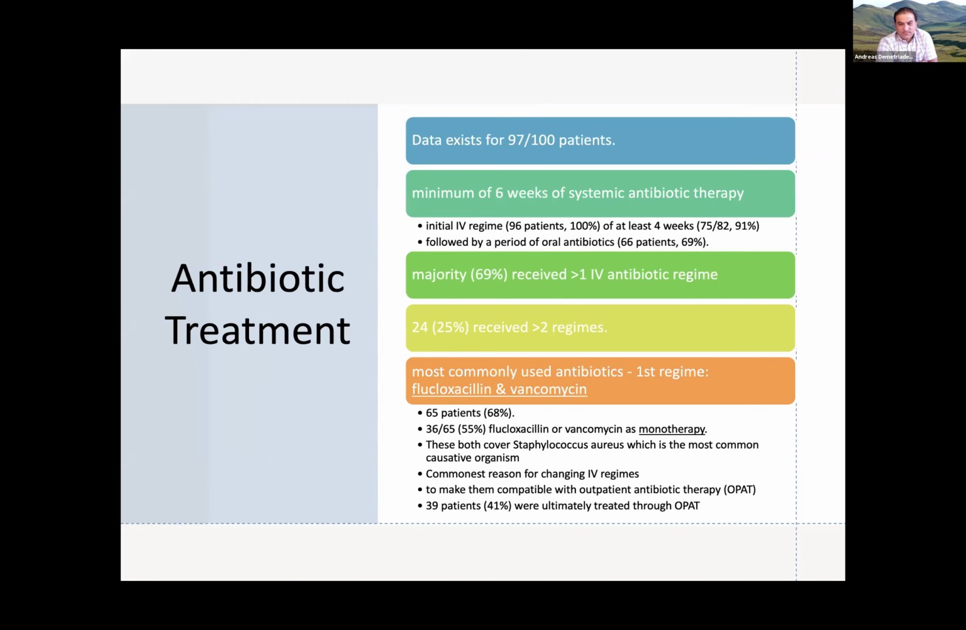How about antibiotics? I think it's pretty much accepted that it is a systemic treatment, usually IV. Our regime is initially IV for at least 4 weeks, often 6 weeks, then followed by another period of oral antibiotics. And effectively, it is often 6 weeks IV and 6 weeks oral. The majority received more than one regime, so more than one antibiotic in the regime, and about 25% more than 2 even, in other words, 3. Floclox and Vanc are the most common.